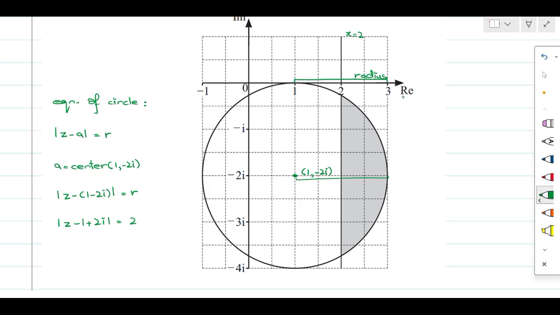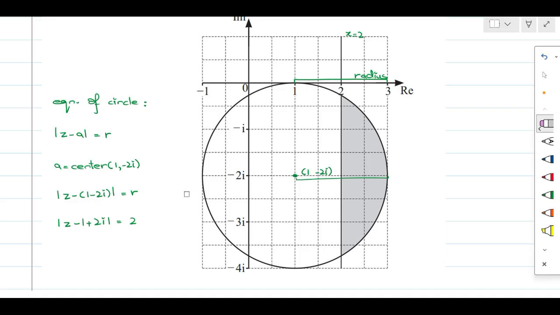So x in the complex number is basically real of z is greater than or equal to 2. And then the equation of circle in the complex number is absolute of z minus the center is equal to the radius. So the coordinates of center is 1 and minus 2 iota. When we're dealing with the complex number, we are not taking the comma, right?